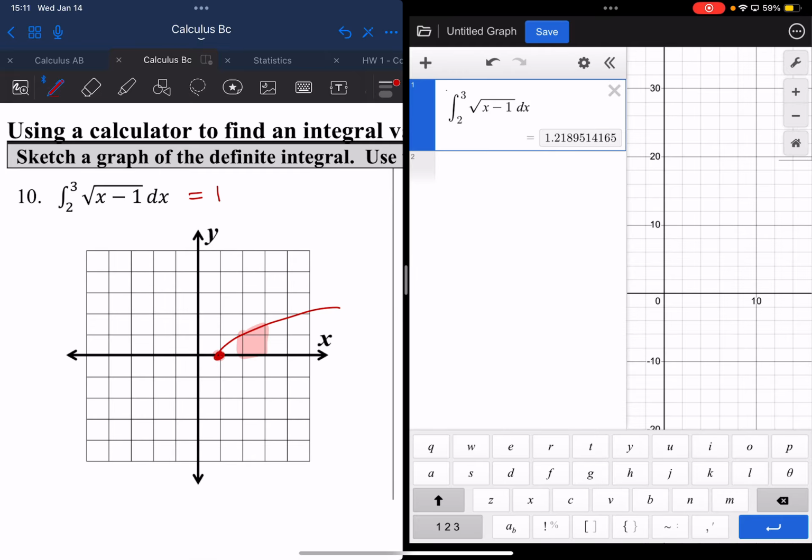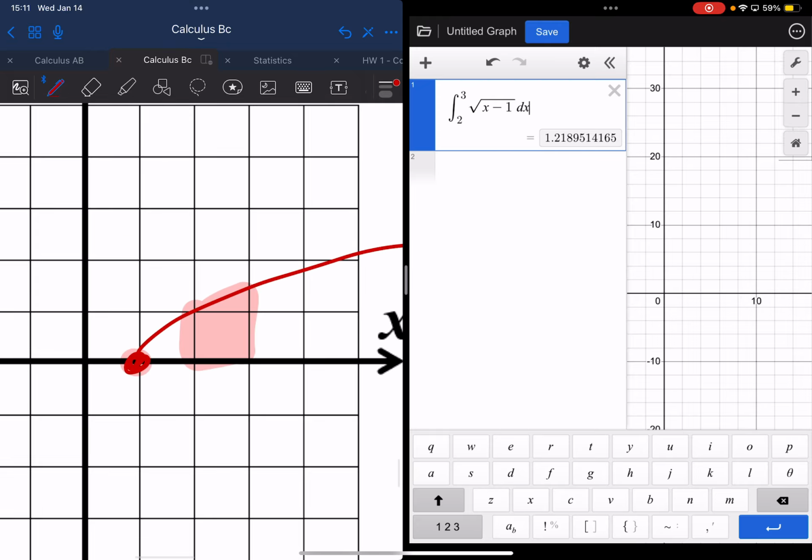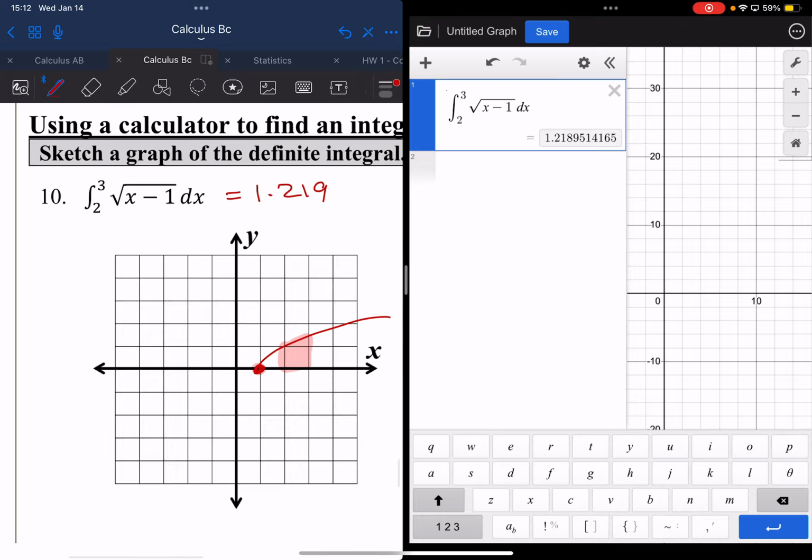So dx, and then I get what as my answer? Good. I'm just going to round it to 3 decimal places: 1.219. Which makes sense because if I zoom in on that shaded area, I know it's going to be greater than 1. I just don't know what this little area is going to be. But again, we had access to a calculator so we could find the exact value.